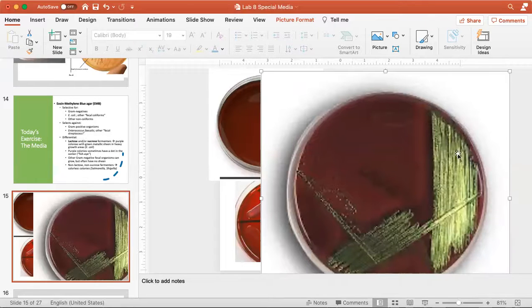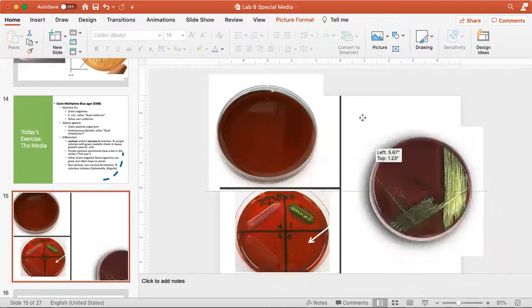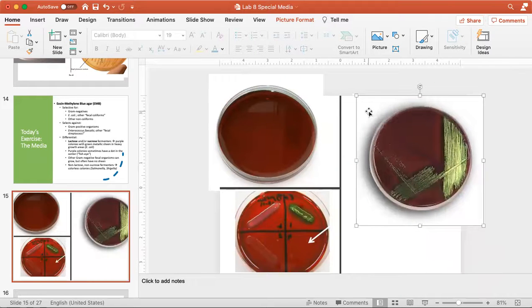But the idea is by pulling the cells from one quadrant into another and then streaking them out, I'm pulling fewer and fewer and fewer cells because I want to get to the point where I am separating the cells on the surface of the agar enough that I'll see individual colonies growing.